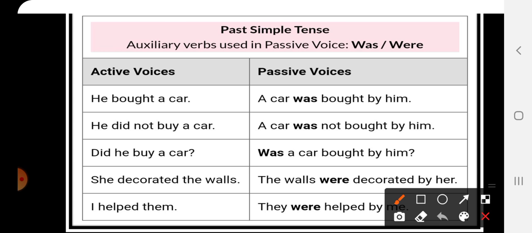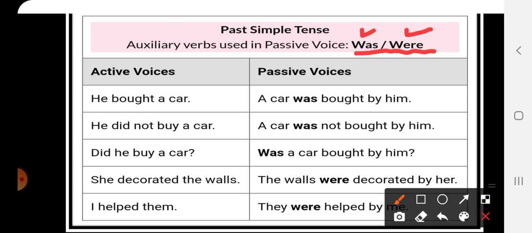But we need to be very careful while using the auxiliary verb, because in all the different tenses, different auxiliary verbs are used. Okay, so in simple past tense the auxiliary verbs which are used are was or were. Was we use with singular subjects and were we use with plural subjects.